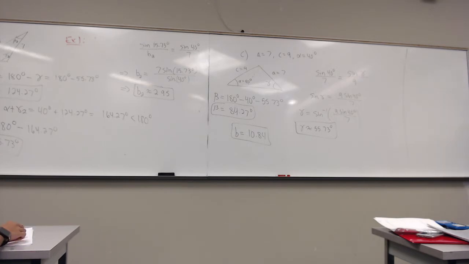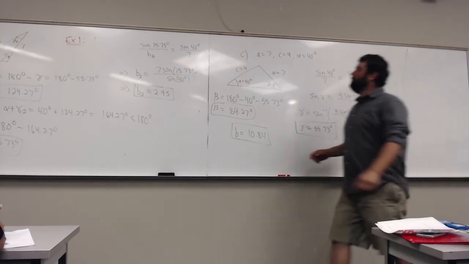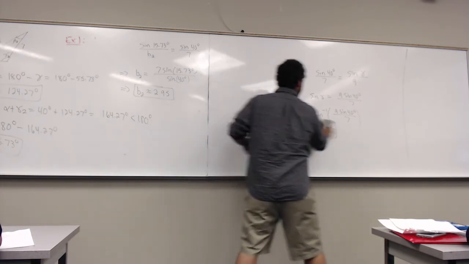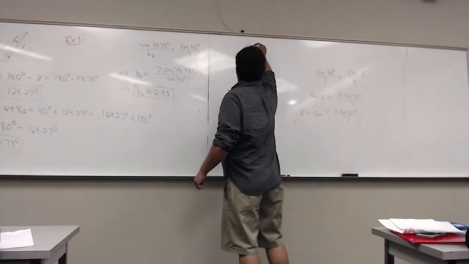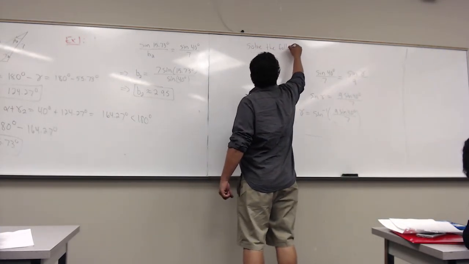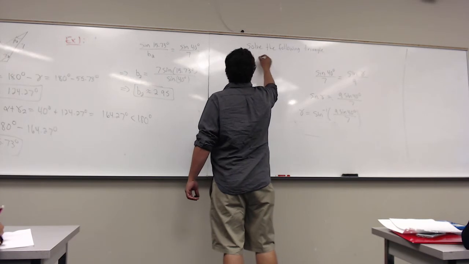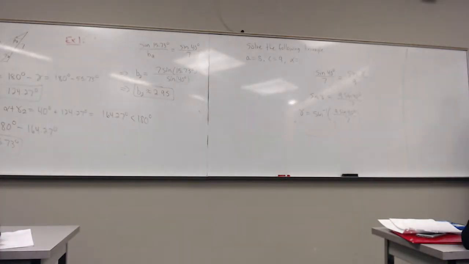So I'll give you another side-side-angle. Okay, so what if, okay, so solve the following triangle. So let's say A is equal to 8, C is equal to 9, and alpha is equal to 55 degrees.